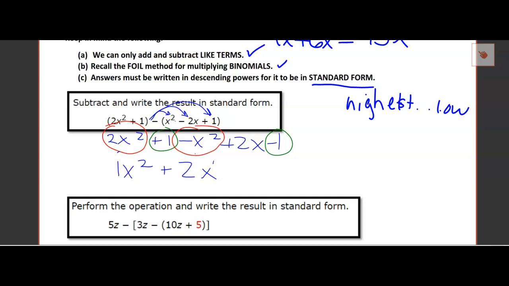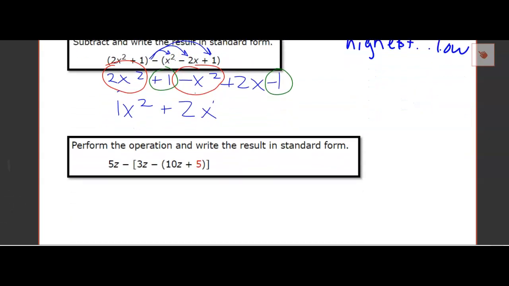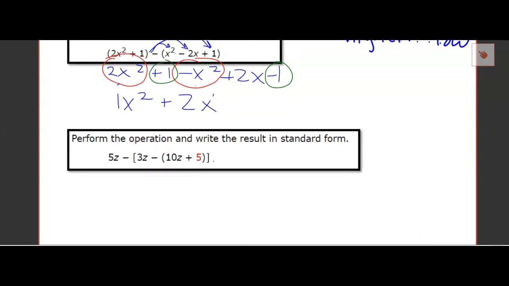So now, given what we did there, why don't you practice this one? You want to perform the operations and write the result in standard form. So pause it, work it, and then put the video back on and see if you got it right.